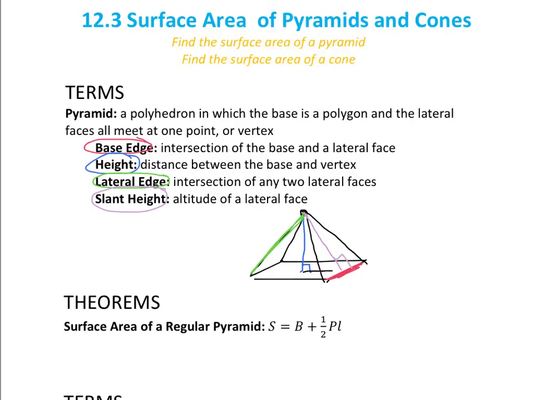With the altitude, the slant height, and halfway across the base edge, you could draw a right triangle there. Halfway across the base edge with the slant height and the lateral edge right here, okay, there's another right triangle. So there's lots of right triangles. That's what we're going to need to do to work with pyramids.